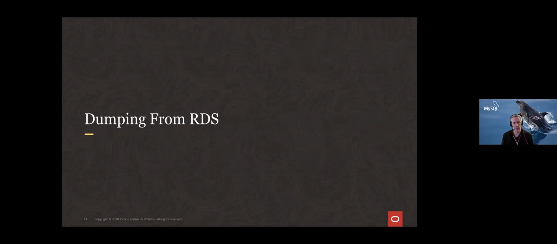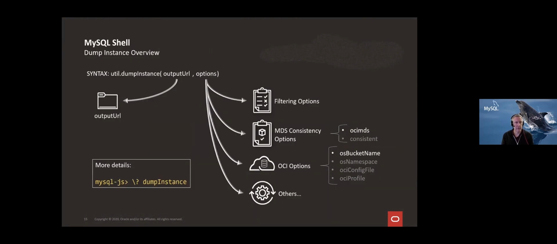Okay, so how do we dump from RDS? First off, this is an overview of the dump instance command. When you start the MySQL shell, typically we start in JavaScript, and there's also a Python language, so you can use both. They both have a library that we call util, and in the util library there's a function called dumpInstance, and also loadInstance is there.